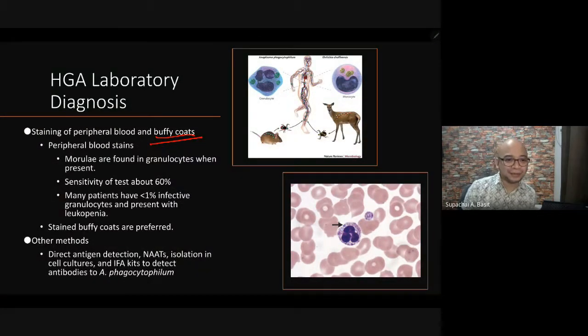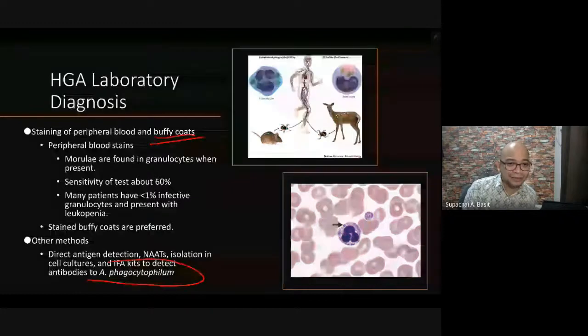So other methods would include direct antigen detection, nucleic acid amplification test or PCR, isolation in cell culture, which could be expensive and dangerous. And syempre, the most practical is indirect fluorescent assay. So the purpose of the indirect fluorescent assay is to detect antibodies to the organism itself, Anaplasma phagocytophilum.